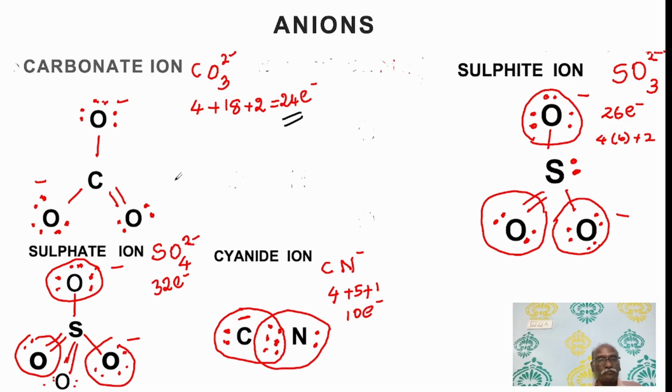Next example, sulfite ion. Sulfite, SO3 2 minus. Sulfur has 6 electrons, 3 oxygen atoms 18 electrons, 18 and 2 minus, then we have 26. 24 plus 2, 26 electrons are there. 26 electrons, a similar category, but here 8 electron octet structure, singly bonded oxygen, just like this, the same way. Here there is an extra one pair of electrons for sulfur.